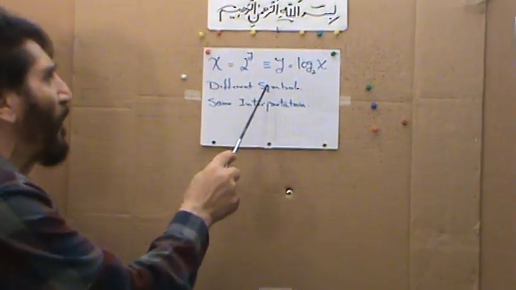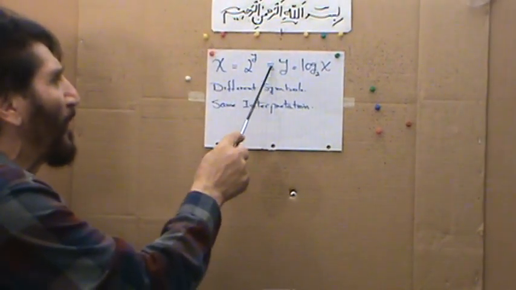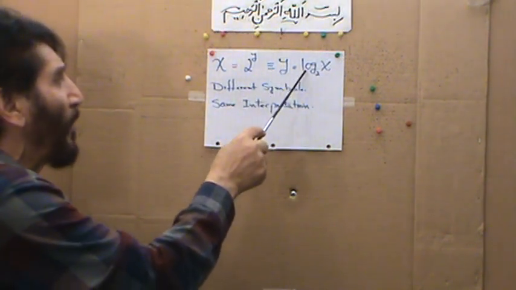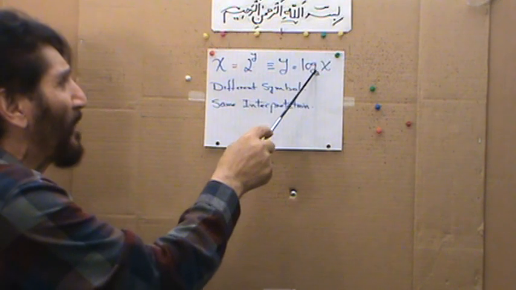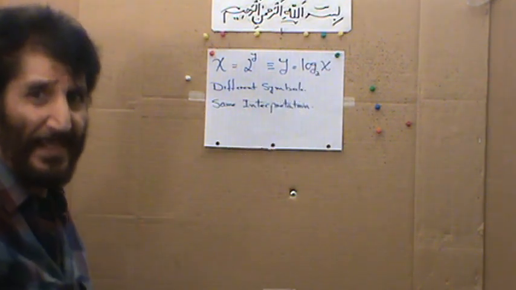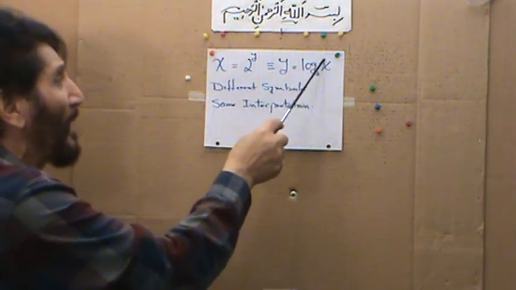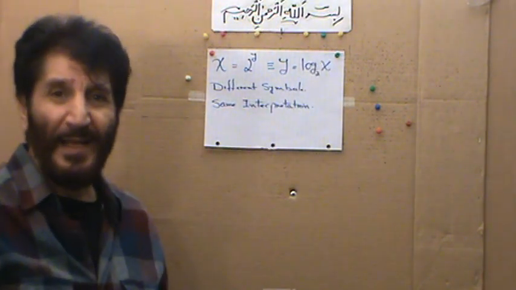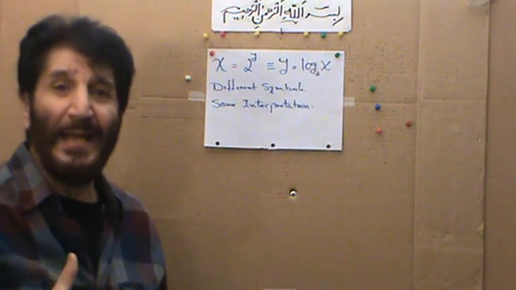x equal to 2 to the y is equivalent to, this notation means equivalent, y equals log base 2 of x. By the way, this one they call the base. There is a name for that, and this one is what? Now, we are in the form of a function, and with a function go domain and range.